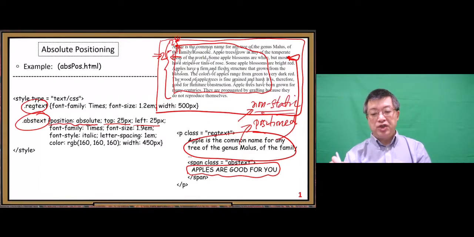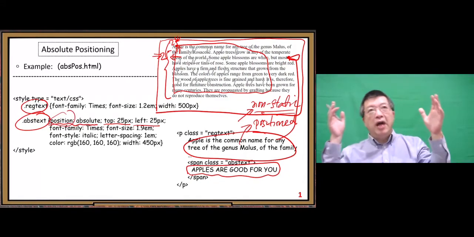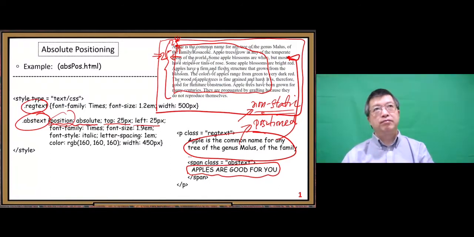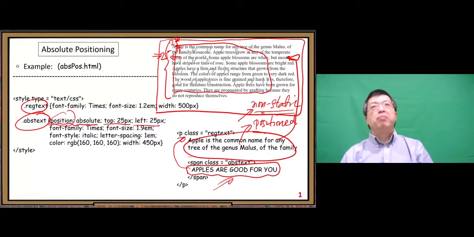If you want to make it positioned, you need to set its position value to either relative or absolute, or other values, but not the default. Then when you place it absolute, it will be positioned with respect to the nearest positioned ancestor element. Okay, so that's the concept.